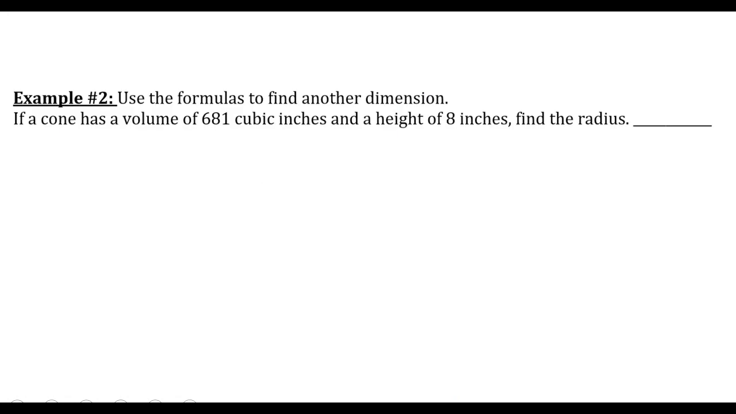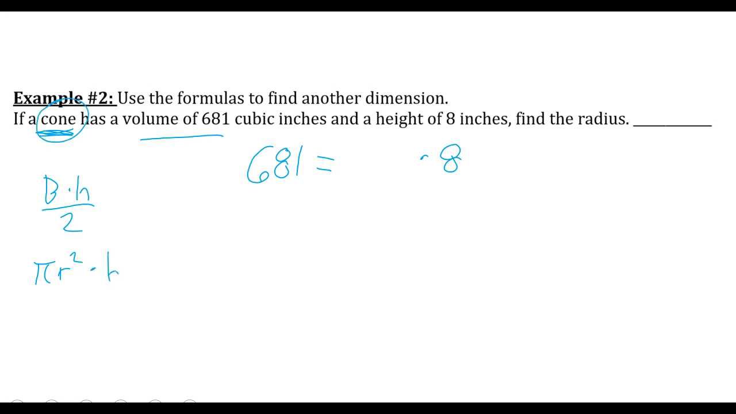Use the formula to find another dimension. Whoa, we've done this before. It tells us the volume is 681 cubic inches. Great. The height is 8, and we're working with a cone. So that means we're using the base, right? B times h divided by 2 is going to be the pi r squared, because it's a cone, to find the area of the base there, times height divided by 2.